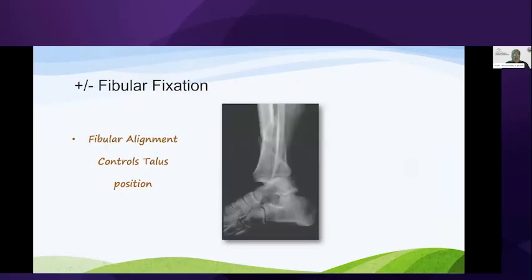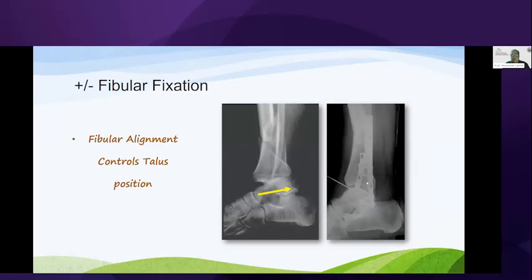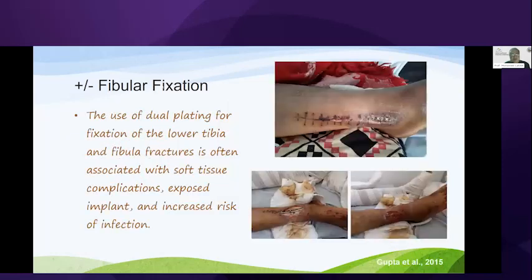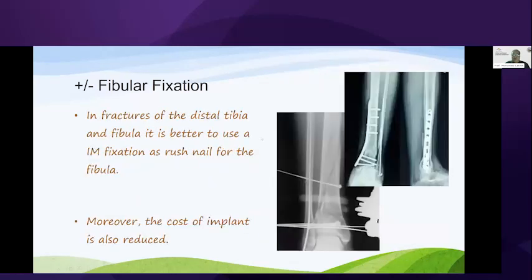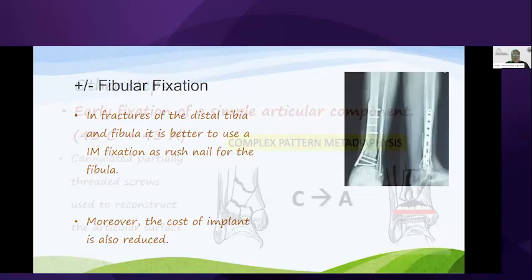Plus or minus fibular fixation for control of talus position, which prevents posterior subluxation of the talus. After reduction of the fibula, we can see that the talus is reduced to normal position. The drawback of fibular fixation is complication of the skin, like these wounds. We can use intramedullary fixation of the fibula to avoid this skin complication.